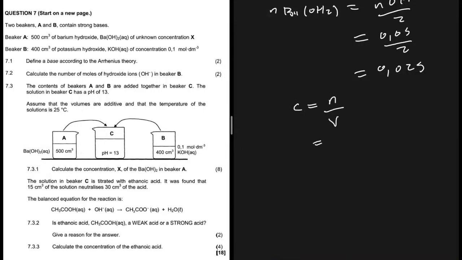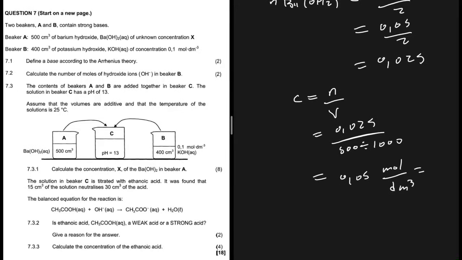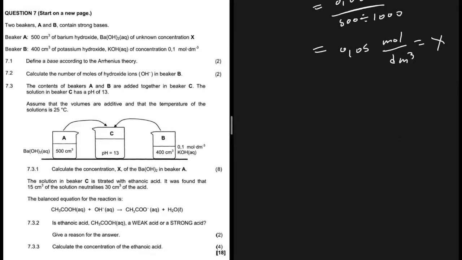The volume. The number of moles is 0.025, and the volume is the volume of beaker A and B added together. So we're gonna have 500 divided by 1000. And then if you put this in your calculator, you're gonna get 0.05 mole per decimeter cube, which equals X. And then we can move forward.